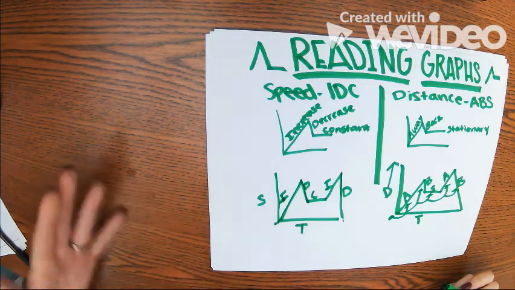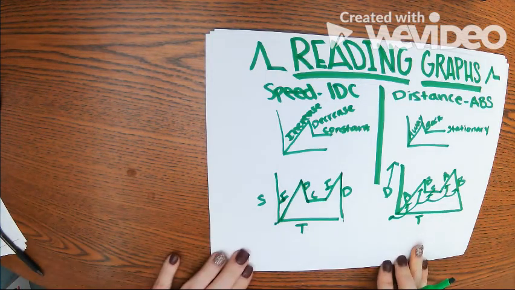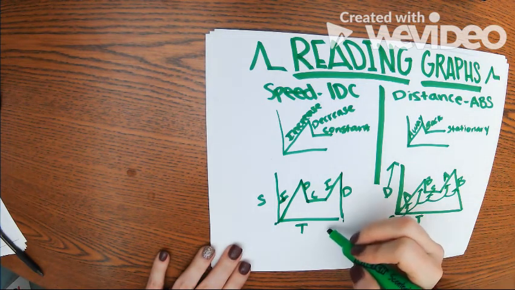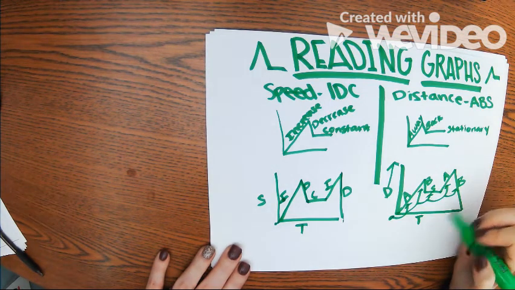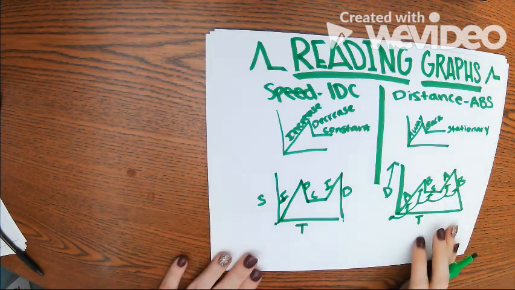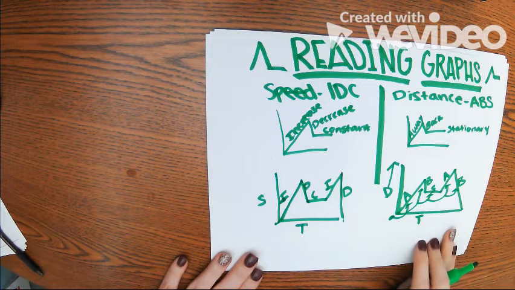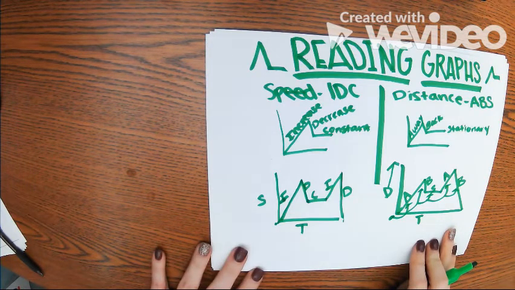So it can be whatever you want your story to be about. It just has to fit your graph. You wouldn't talk about moving away and staying stationary when you have a speed graph, and you wouldn't really be talking about increasing or decreasing your speed on a distance graph. So remember to make sure that you understand the differences in your graph. When you write your story, use correct punctuation, capitalize the words that need to be capitalized, and make sure your story makes sense.